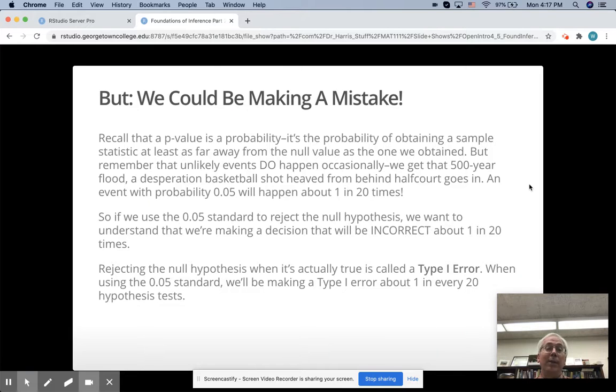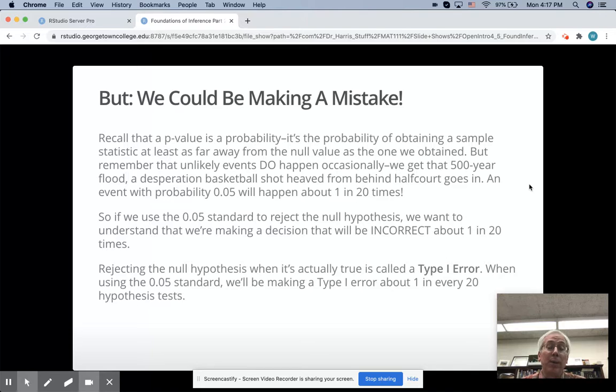And the idea, as I've noted here, is that unlikely events do occur from time to time. If we're talking about an event that occurs with frequency 0.05, it happens 1 in 20 times. And so if we're using the 0.05 standard to make a decision about the null hypothesis, we need to recognize that we are making an incorrect decision 1/20th of the time. And that's just something we're going to have to live with.